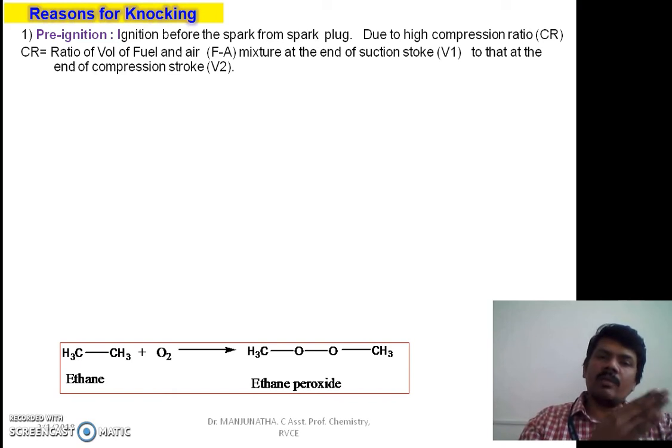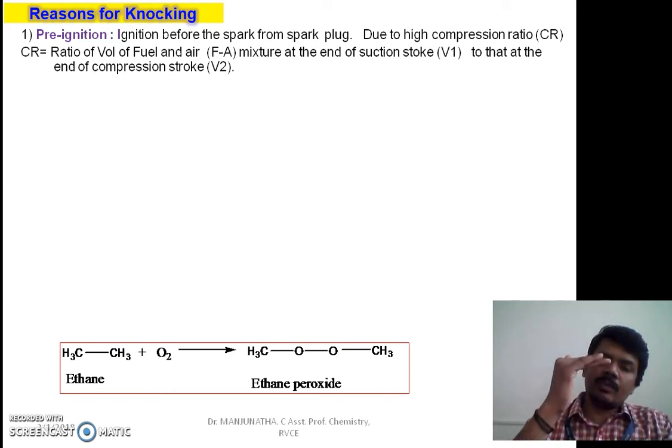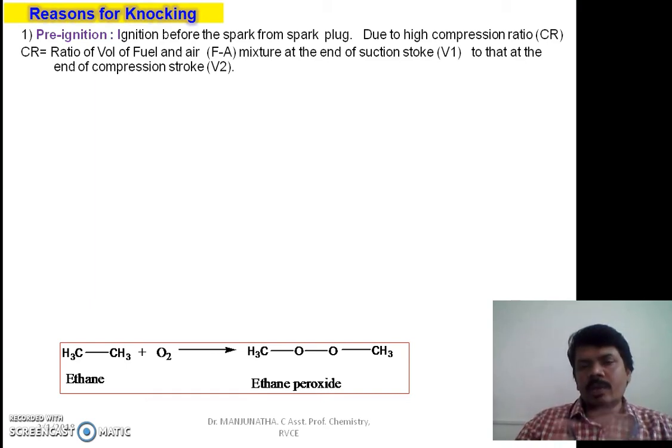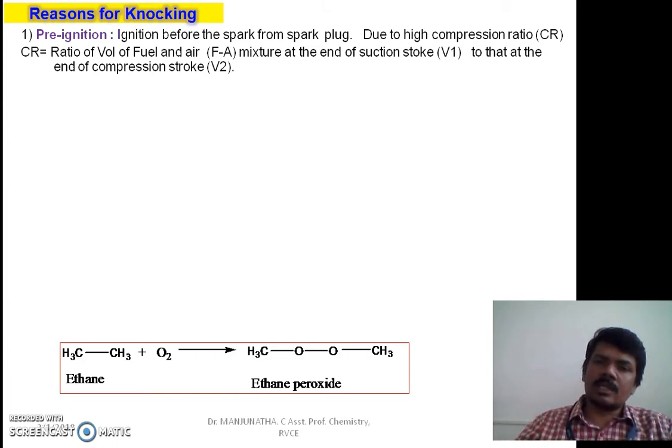If the CR value increases, it means you are decreasing the volume V2, compressing that volume to the maximum. So the pressure inside increases, and then the temperature also increases. If that CR value crosses the specified value for a given IC engine, then pre-ignition takes place.